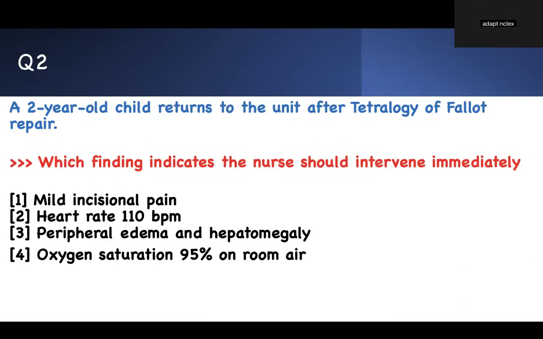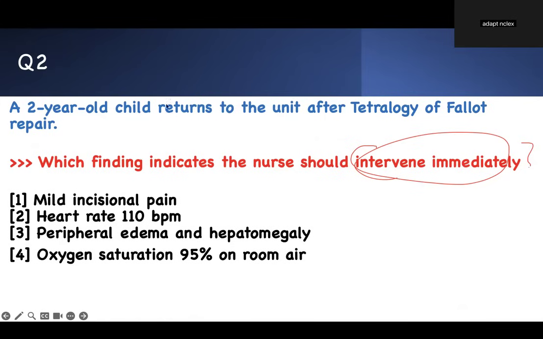Number 2, same thing. We're going to read the question from the back: which finding indicates the nurse should intervene immediately? I'm going to go for my buzzword. There's one phrase I need: intervene immediately. This is a prioritization. Ask yourself, what are they talking about?